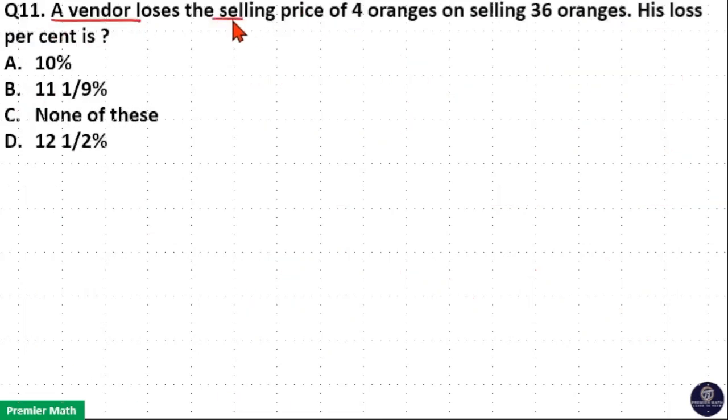A vendor loses selling price of 4 oranges on selling 36 oranges. His loss percent is, here when this person sells 36 oranges, he lost selling price of 4 oranges. Which means total cost price here is equal to cost price of 36 oranges, which is equal to total sell price plus total loss, which is 36 plus 4. That is sell price of 40 oranges.